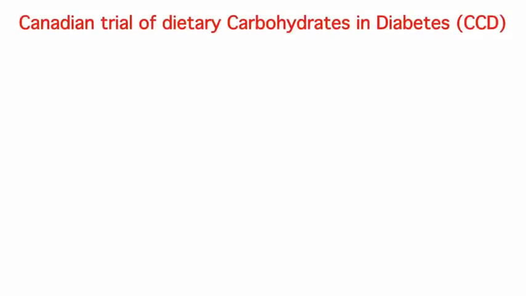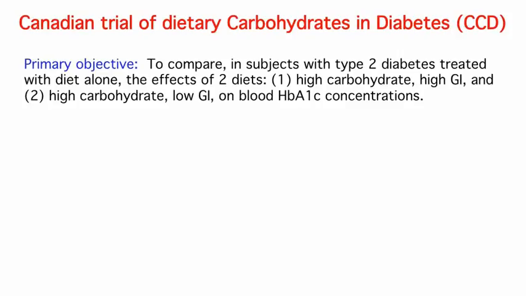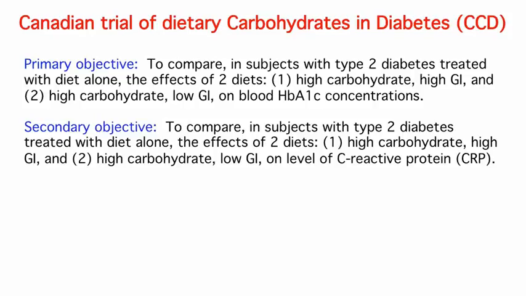So to summarize, we're looking at the Canadian Trial of Dietary Carbohydrates and Diabetes, or CCD, in a little bit of a simplified version. We're interested in comparing subjects with type 2 diabetes on two different diets, a high GI diet and a low GI diet. Our primary objective is to compare HbA1c between these two diet groups. As a secondary objective, we're interested in comparing levels of C-reactive protein between these two dietary groups.